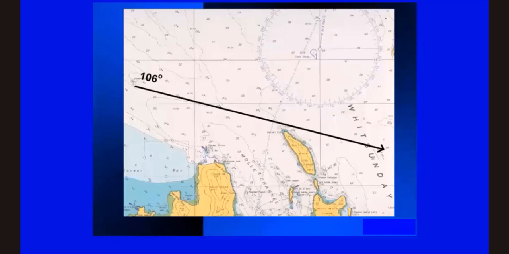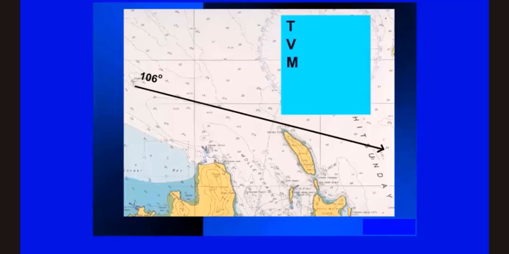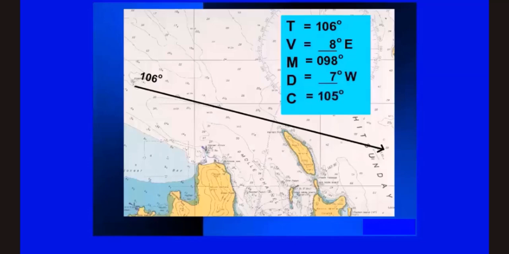Remember the letters? T, V, M, D, C. T, 106, true course. Variation, 8 degrees east. Compass to true, add east, so we must subtract, which makes the magnetic 098. Deviation, 7 degrees west. We had to subtract east, so we obviously add west. So the compass course is 105 degrees.